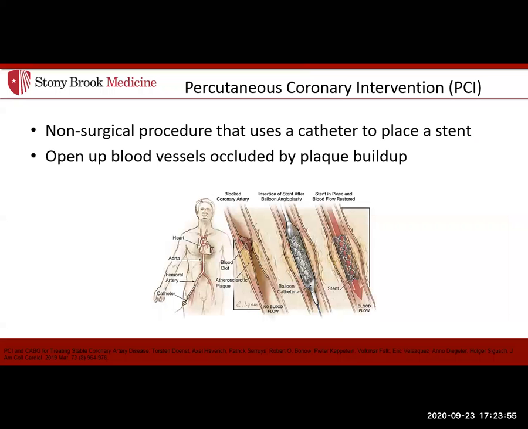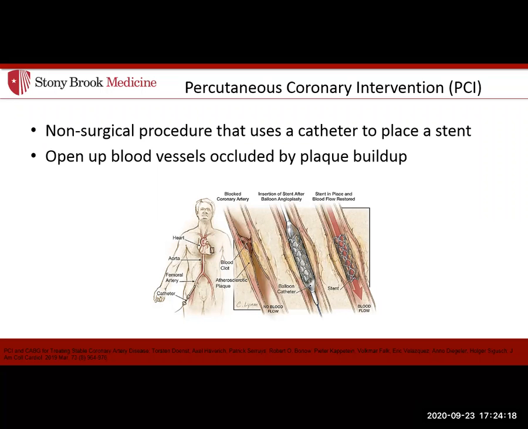So the first non-surgical intervention that we'll talk about is percutaneous coronary intervention, also known as PCI. This is a non-surgical procedure that uses a catheter to place a stent. As you can see in the picture, they will use a balloon catheter to insert into the blocked coronary artery. And when the catheter is inserted here, they will inflate the balloon, which will put the stent into place.